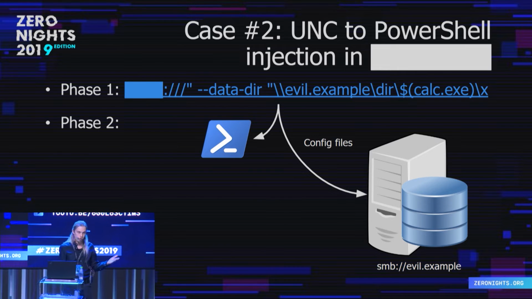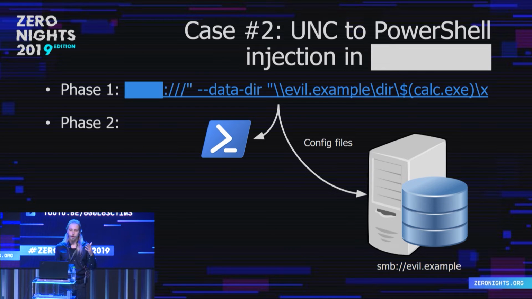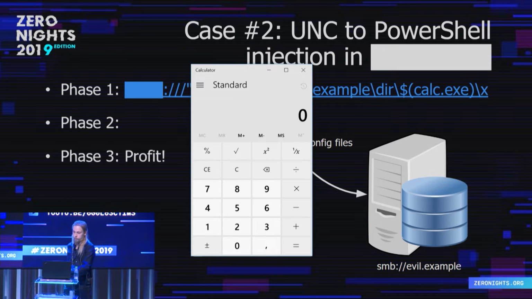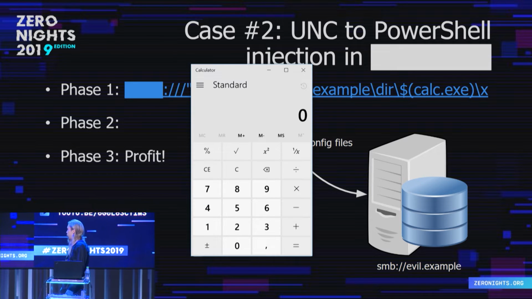Instead, later on, the application does a separate call to PowerShell, which then, this happens. So yeah, be careful with UNC paths.